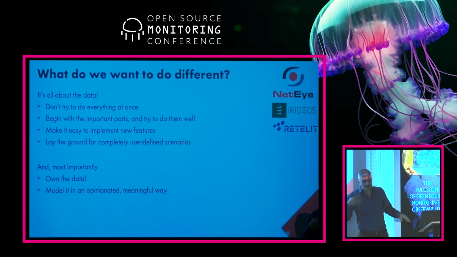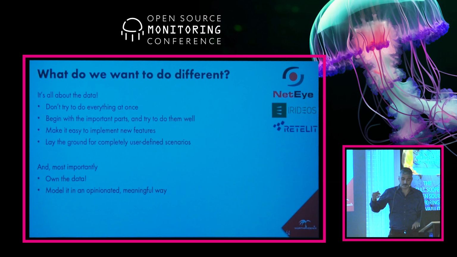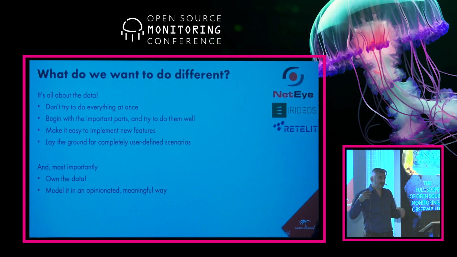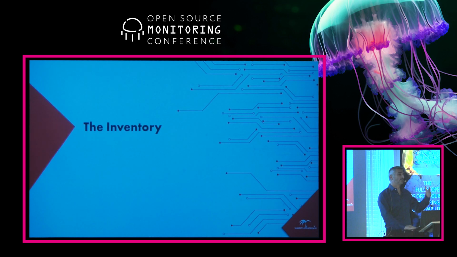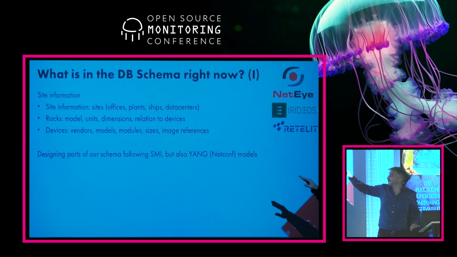We do not try to do everything at once. Begin just with the important parts, and make it easy to add new features. So this is one of the core ideas here. We want to own the data, so we want to model it in an opinionated, meaningful way, and this is where the inventory part kicks in. Just very fast, running out of time. This is central.